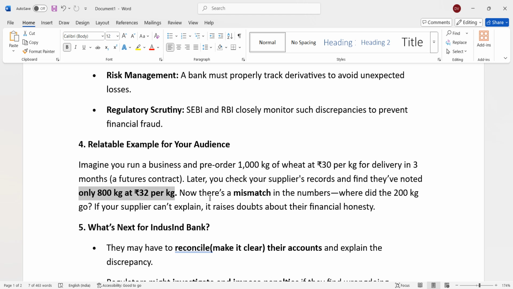So eventually they have to report to SEBI. They reported to SEBI and the news comes out. This has happened. Now there is a mismatch in the numbers. Where did that extra 200 kg go? Apply this example to the Indusland Bank. They have invested some good amount in the Indusland Bank, and that amount is not showing in their financial securities. So this is the exact thing that is meant by futures discrepancies.